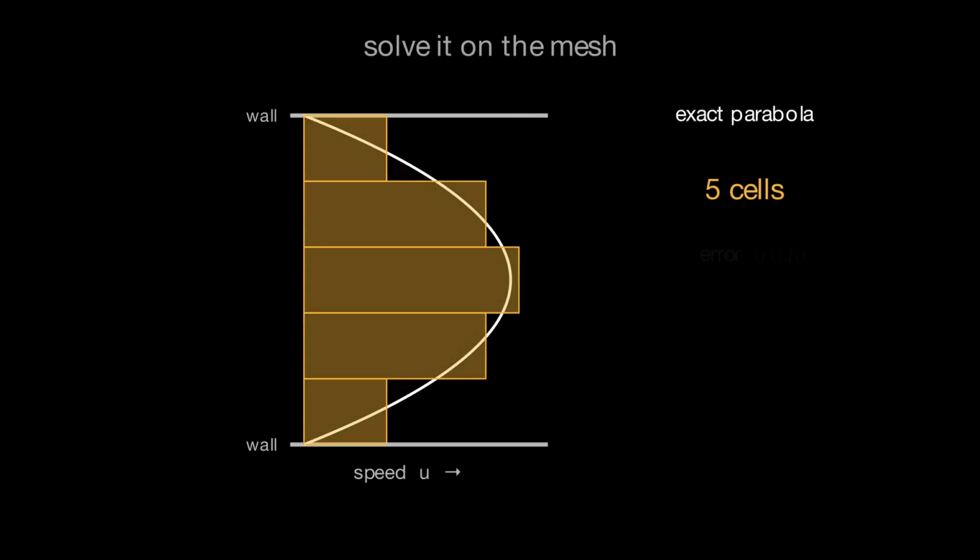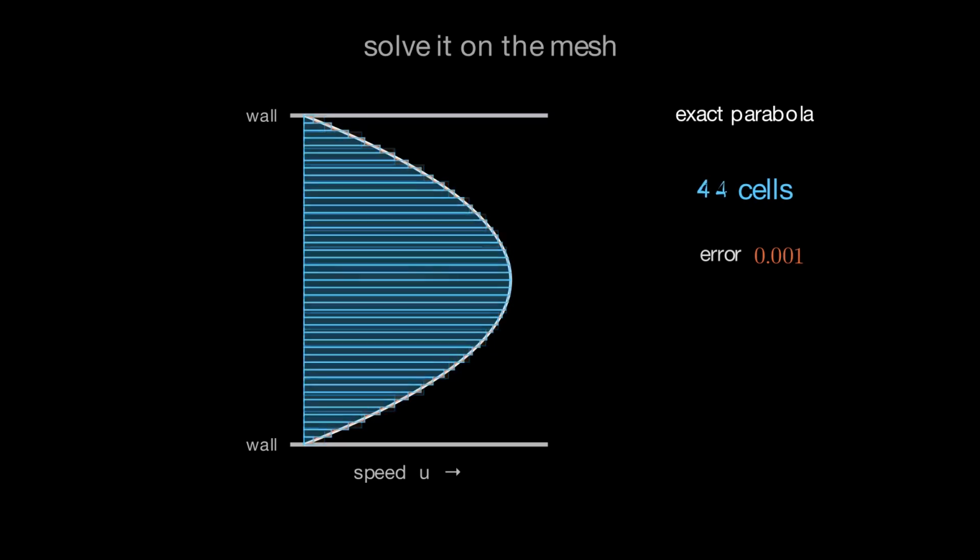Each cell holds 1 bar of the profile. And because the pipe is simple enough to solve by hand, we know the true answer, the white parabola, exactly. So we can see precisely how wrong the mesh is. Coarse cells are blocky and sit off the curve, and that red gap is the error. Shrink the cells, and the staircase snaps right onto the curve. The red gap closes, and the error falls away.